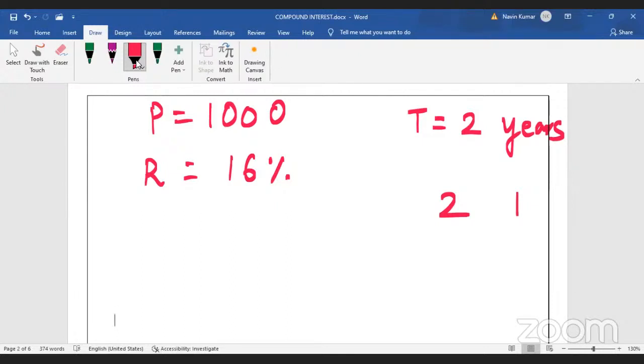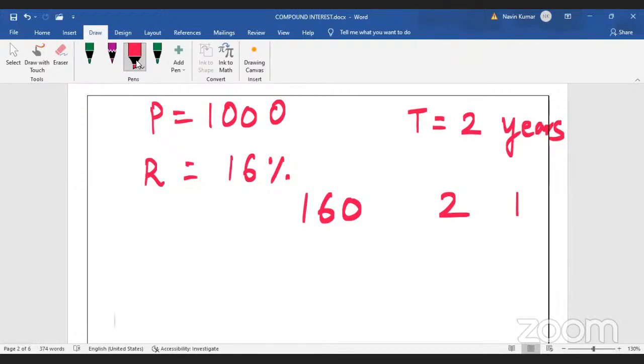How much is that? 16,000. No, by 100. How much? 160. ठीक है. 160 हो गया.